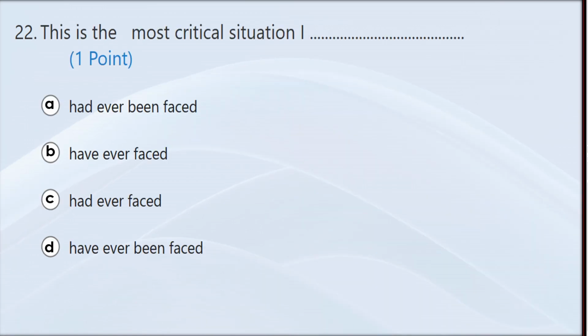22. This is the most critical situation I had ever been faced. I have ever faced. I had ever faced. I have ever been faced. So choose the right phrase, the right answer, and this is grammar.